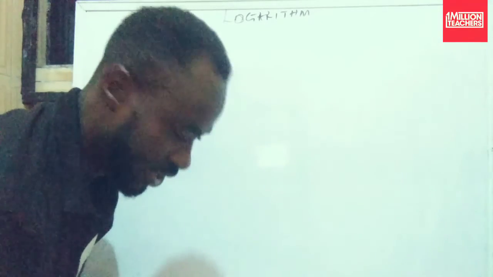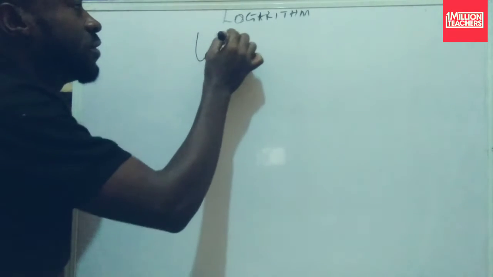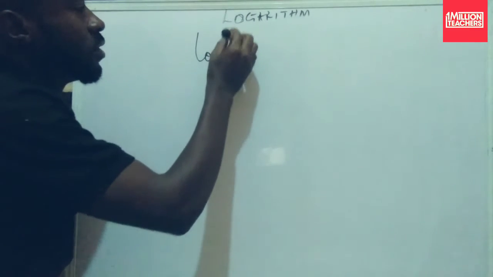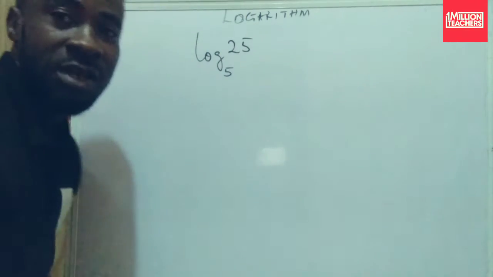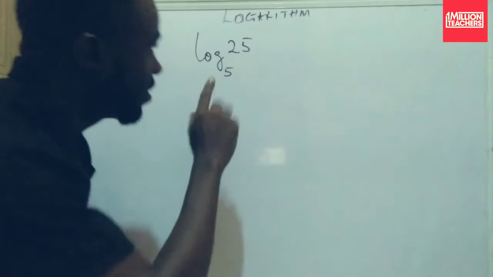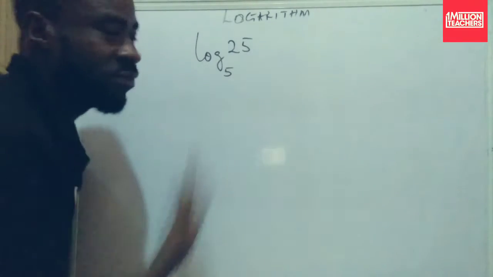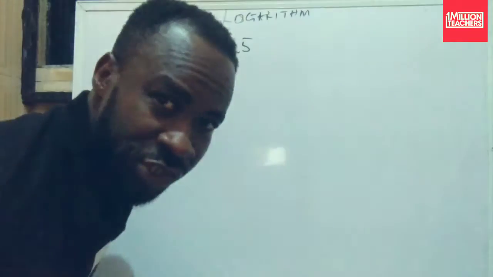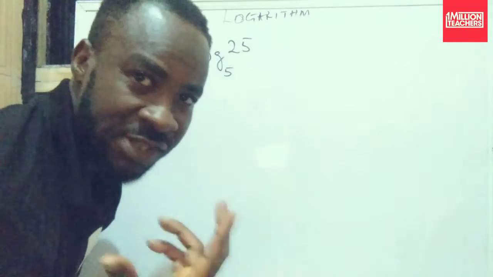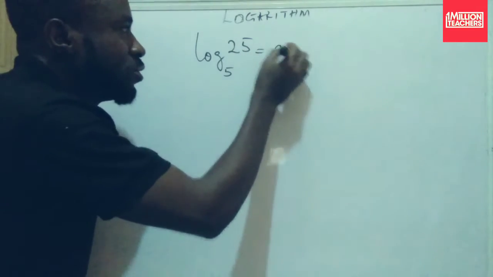If you want me to put that in writing, let me just put it for us to see. So if you are given logarithm of, let's say, base 5 of 25. Now, if you're asked to do this, all this logarithm is saying is, it's asking you how many times can you times this 5 to give you 25. So without much complex calculation, by just understanding this concept, you know that the answer to this is 2.